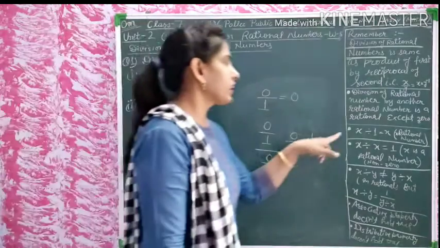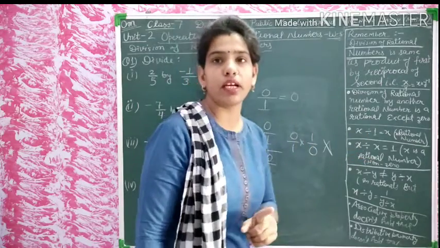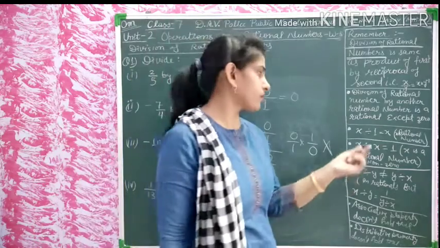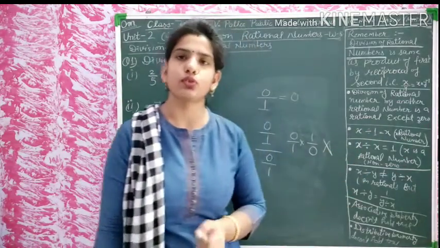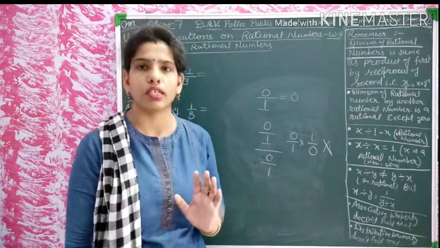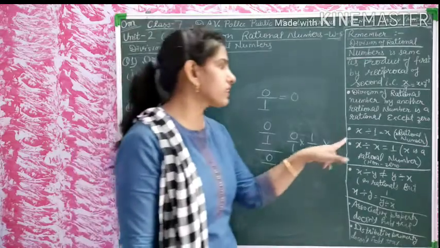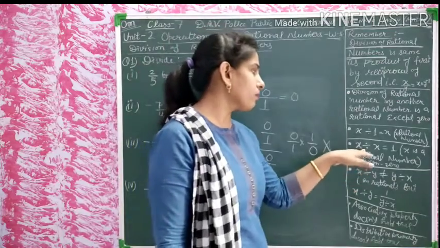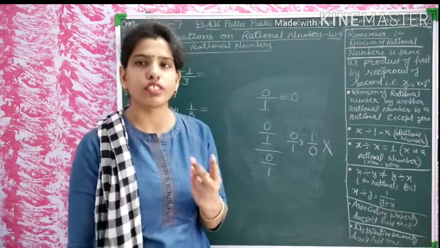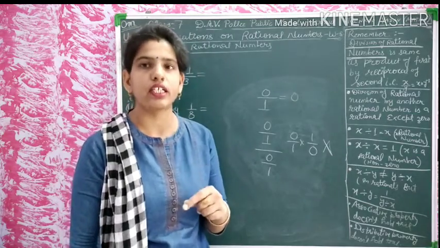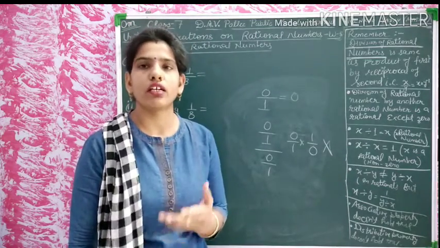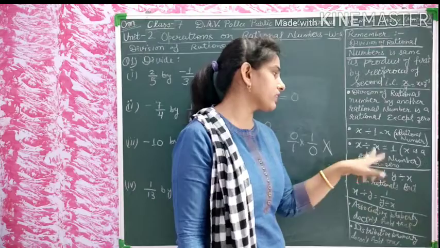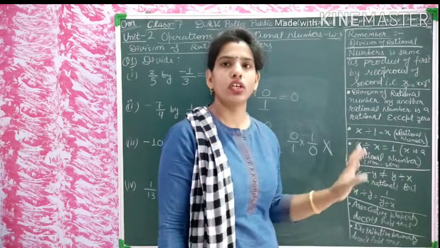Now, any rational number divided by 1 is the same property as you have already done in the previous number systems. X divided by 1 is equal to x; any number divided by 1 is always the number itself. Is this clear, students? Now, x divided by x. If we divide two same rational numbers, then the result will be 1. Here x is a non-zero rational number, because 0 divided by 0 is not possible.